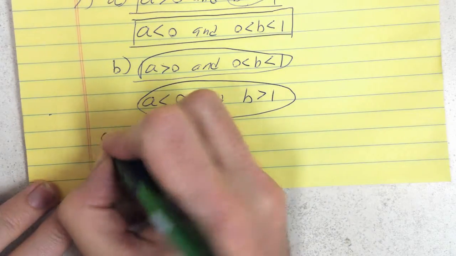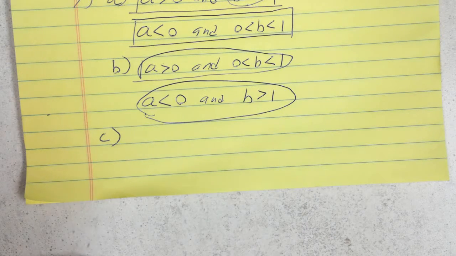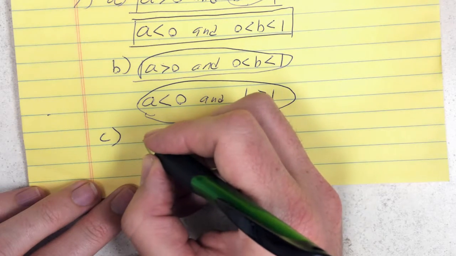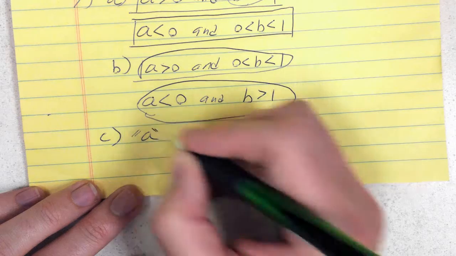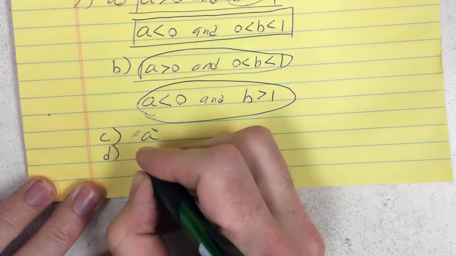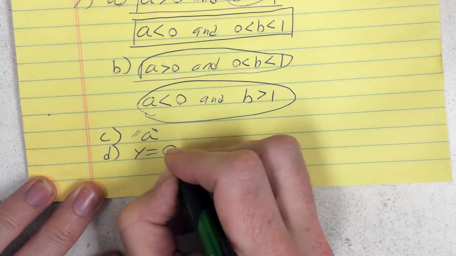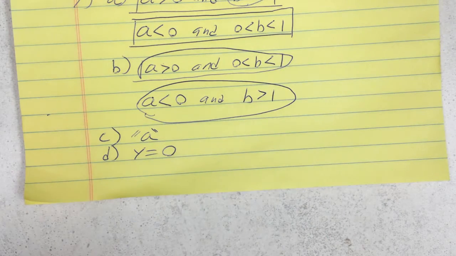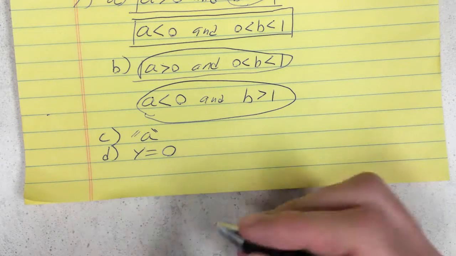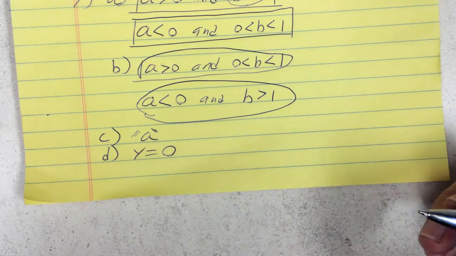All right, C. What determines the y-intercept of the function? The y-intercept of the function is determined by a, whatever a is. D. State any horizontal asymptotes of the function. y is equal to 0. For all the ones we've talked about at this point, they have a horizontal asymptote at y equals 0. It gets closer and closer to 0, but never touches.